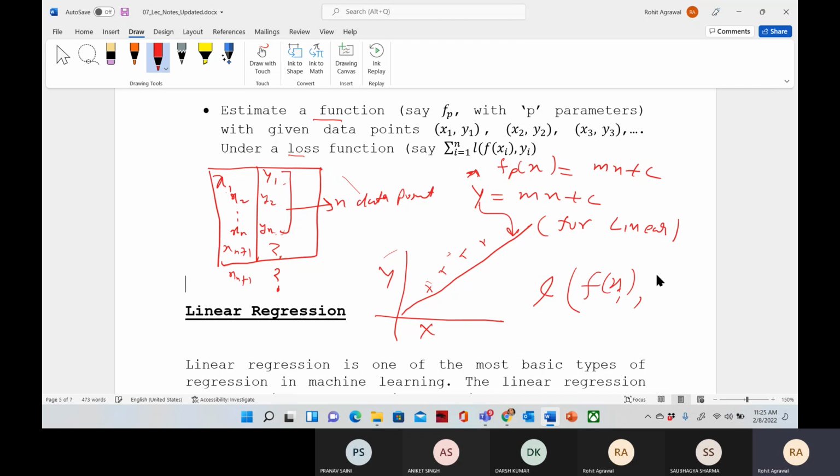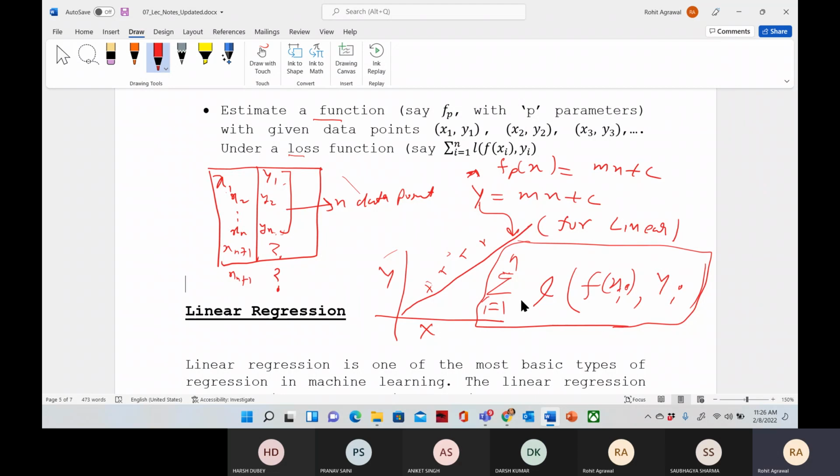The actual values are yi, for i equals 1 to n. This L is the loss, or you can say the error between actual y and predicted y. Sir, the actual values of y are coming from the graph? The actual values of y are given to us, and the predicted value of y we obtain from y equals mx plus c.